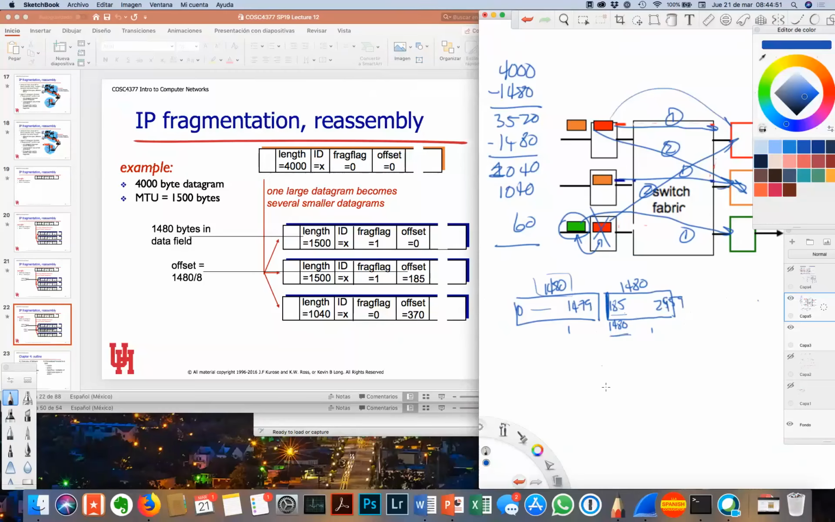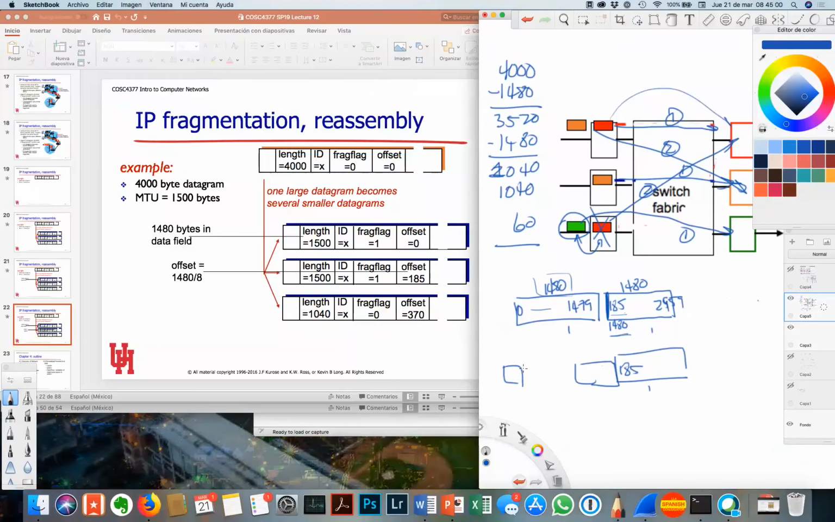So this helps because if they show up out of order, you know that this one goes in the middle. Just because it shows up first, it doesn't mean it's first. The offset tells you where it goes. So it's possible you may get things in an order like this.